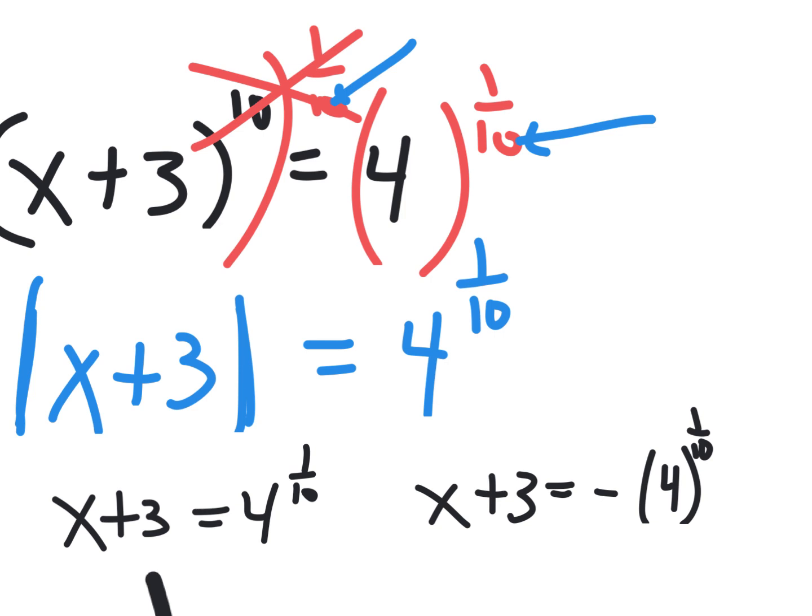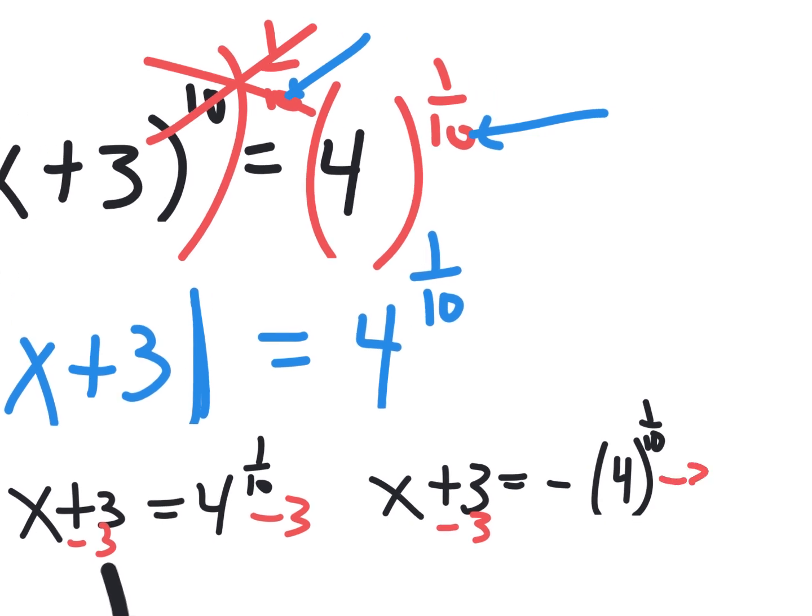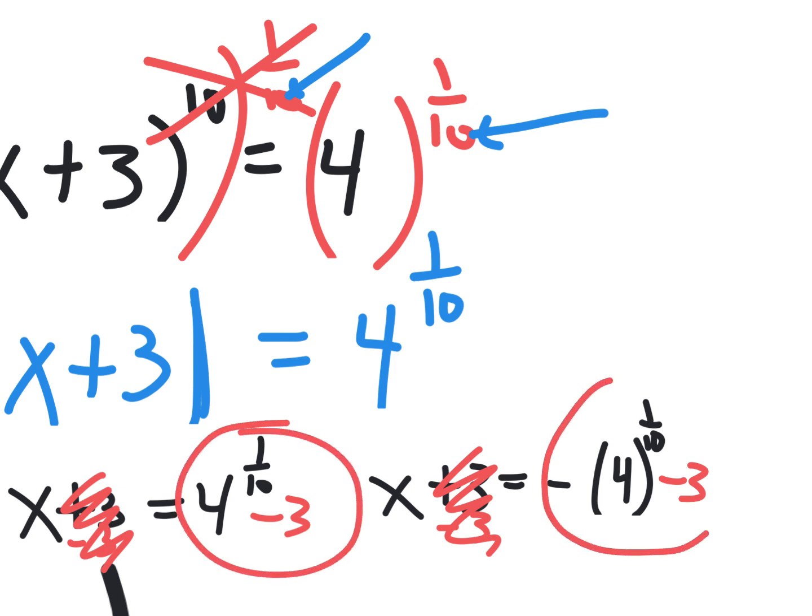Now, we can subtract 3 from both sides, and we pretty much have it. I'm just going to put it right here to save myself pain and suffering. And there's my two answers.